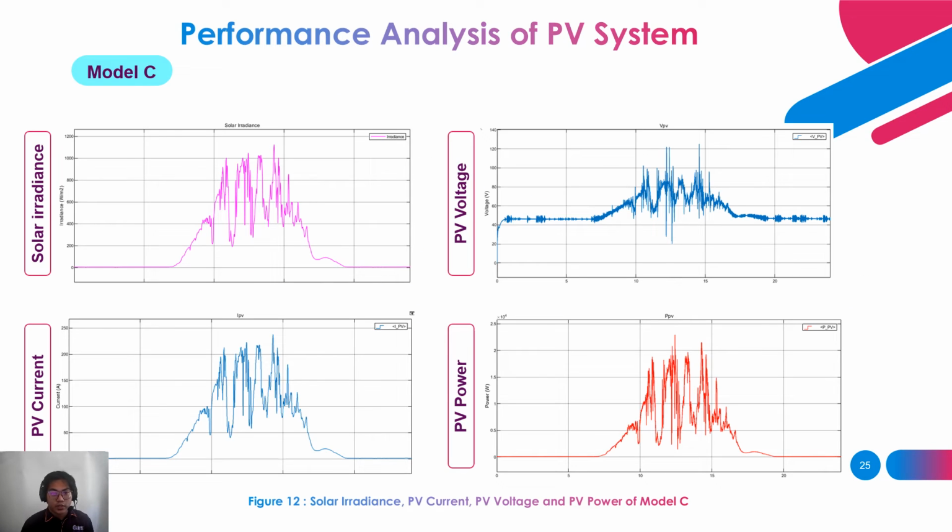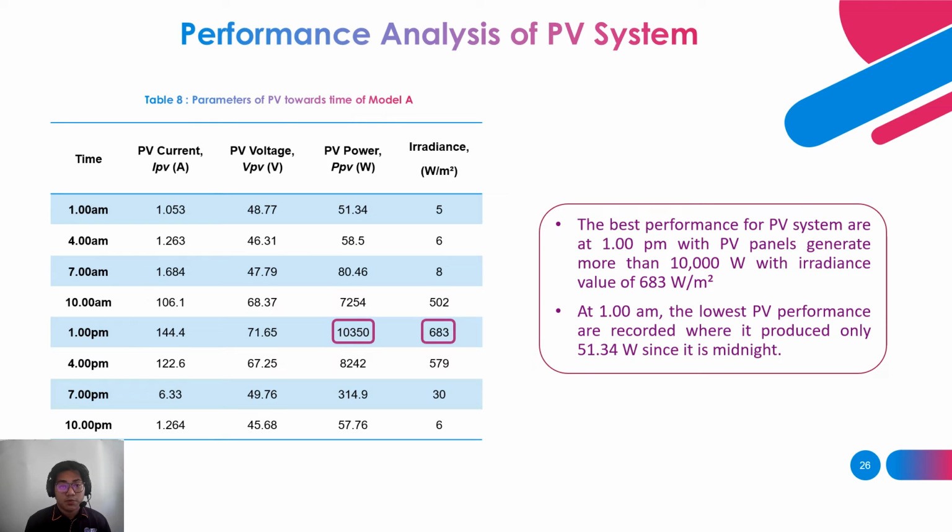For model C, at around 11:50 am, the value of solar irradiance suddenly drops below 250 watt per meter square, and it lasted about 50 minutes. Once again, the value drops at 12:45 pm, but this time it's between 300 and 400 watt per meter square. The best performance for the PV system is at 1 pm, with the PV panel generating more than 10,000 watts with an irradiance value of 683 watt per meter square. At 1 am, the lowest PV performance is recorded, where it produced only 51.34 watts since it is midnight.